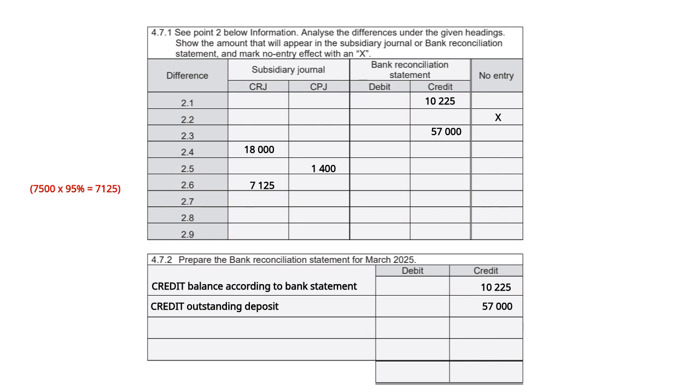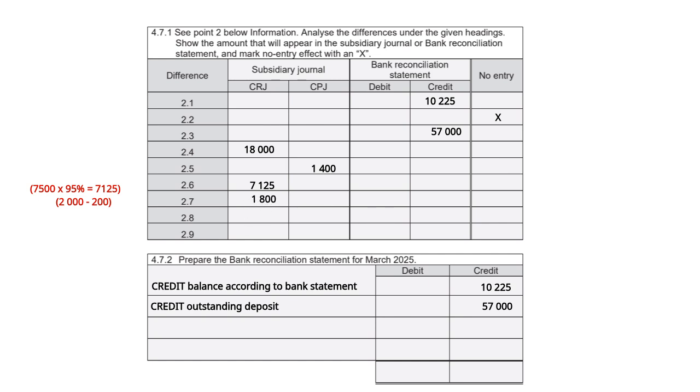So in other words, EFT 701 needs to only be corrected in our CPJ. There was no error on our bank statement. The bank statement was the correct amount. So we are going to say 2,000 minus 200, which gives us 1,800 rand. So 2.7 will involve a calculation that I've just put in brackets. It's 2,000 minus 200, so the difference of 1,800 rand will go to our CRJ.